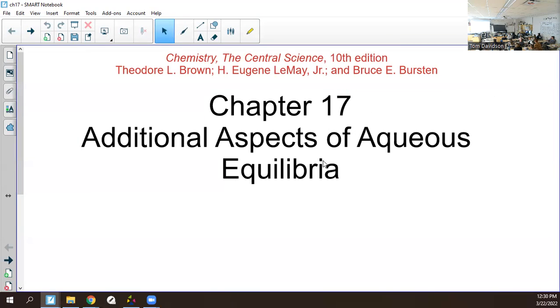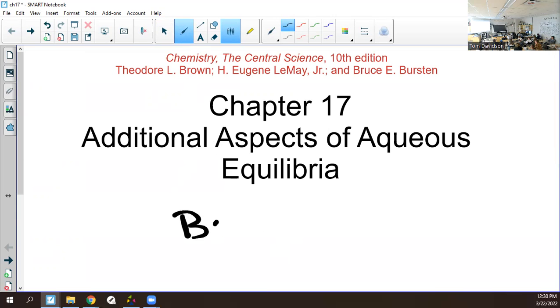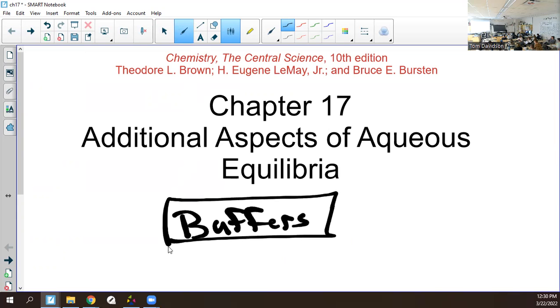Additional aspects of aqueous equilibria. This is not bad. Chapter 17 is all about what we call buffers. Now, this is risky because I don't really know biology very well, but can someone tell me about the carbonate, bicarbonate buffer system in your blood?